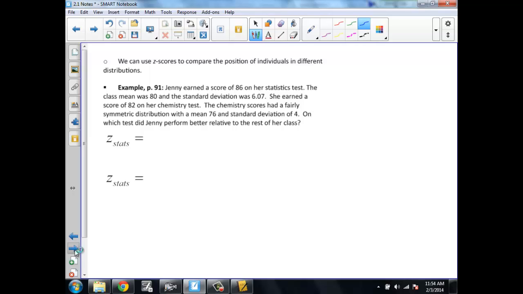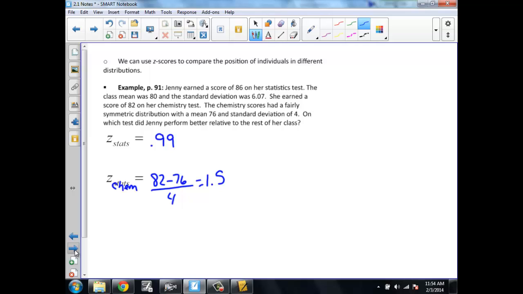We just did this, and we had 0.99 was her Z-score for the stats, right? From that last example we just did. Oh, this is supposed to say chem. She scored an 82 on her chem exam. The class average was 76 with a standard deviation of 4. And do the math. We get 1.5.